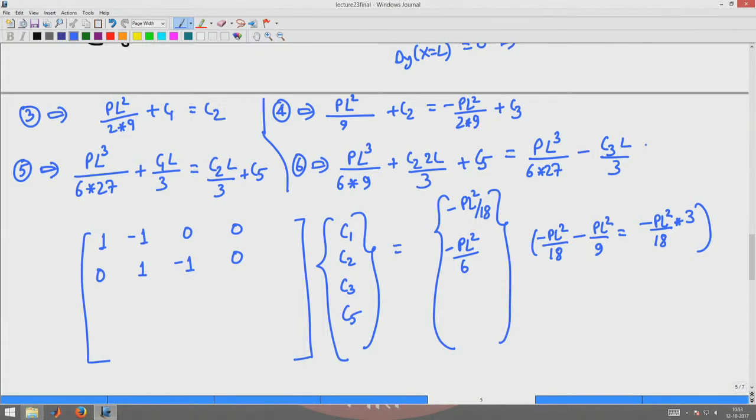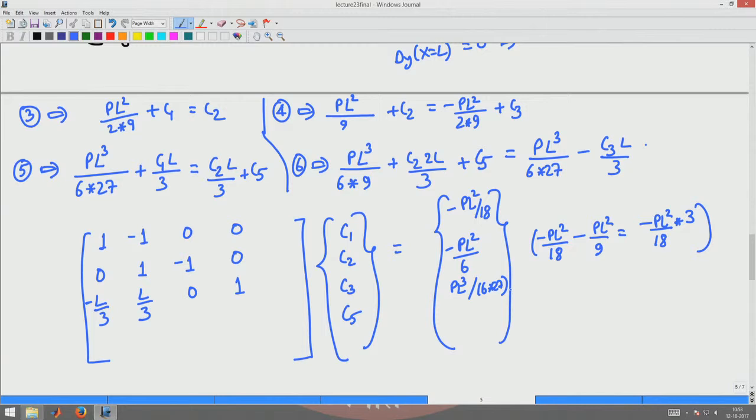Okay. Now, the fifth equation, as C1 coefficient is L by 3, I will take it to the other side of the equation. So, there will be minus PL by 3, C2 coefficient is L by 3, there is no C3, C5 is 1, and this will be equal to PL cube by 6 into 27.